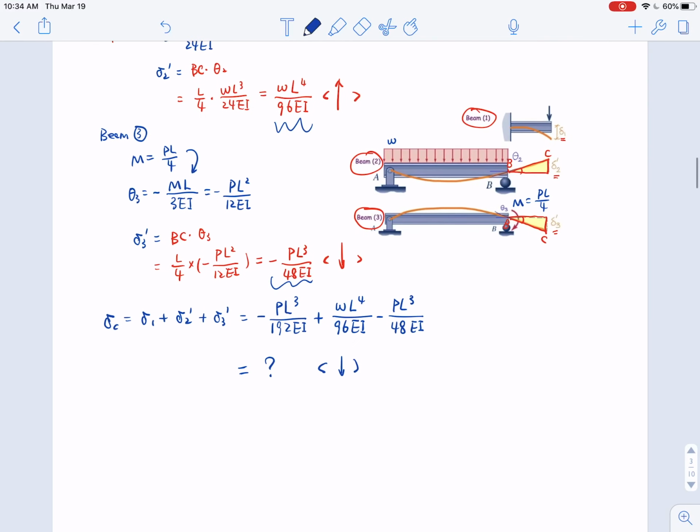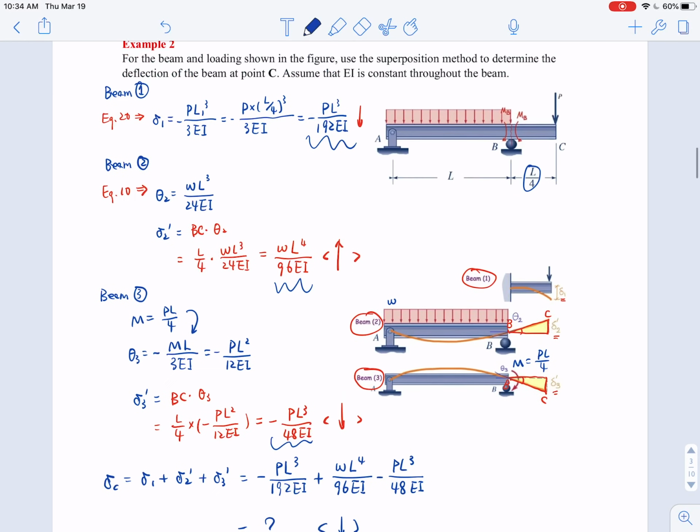Okay. In this example, we showed again how to calculate the deflection at the free end of the cantilever part. Then how about the middle span point of the simply supported part?